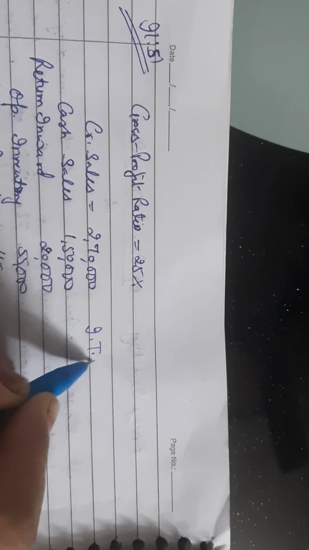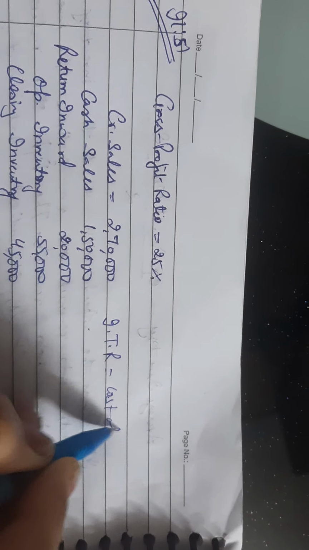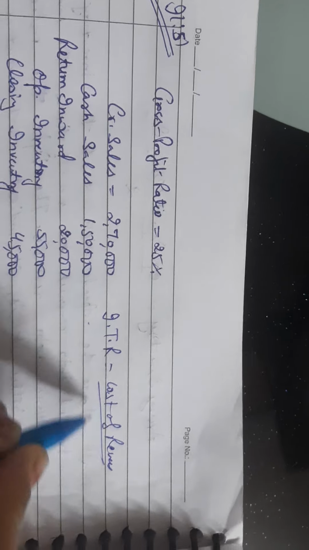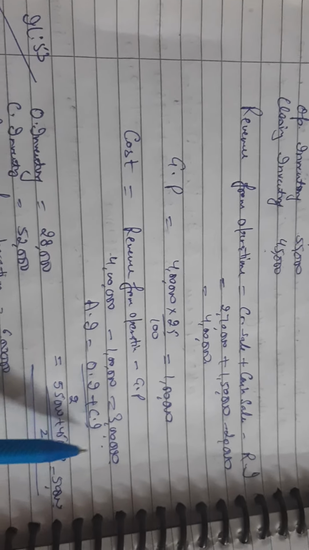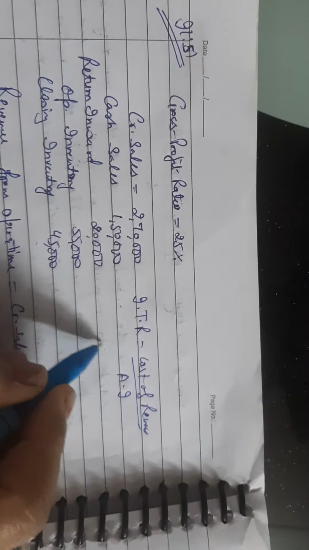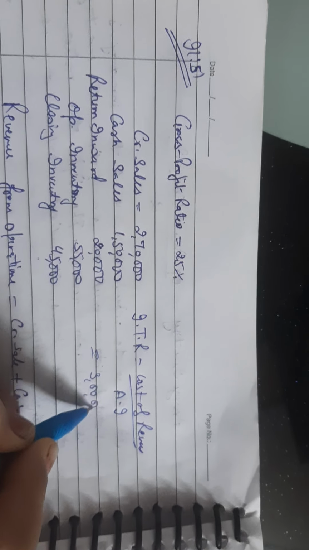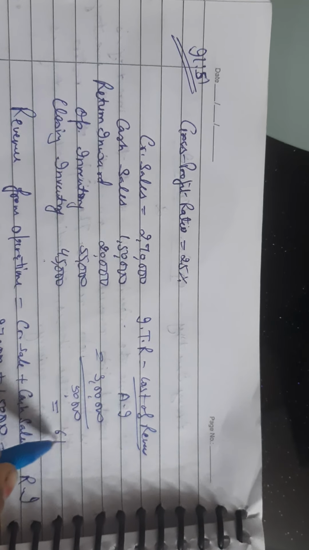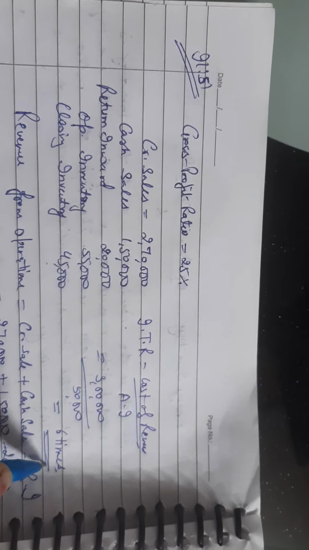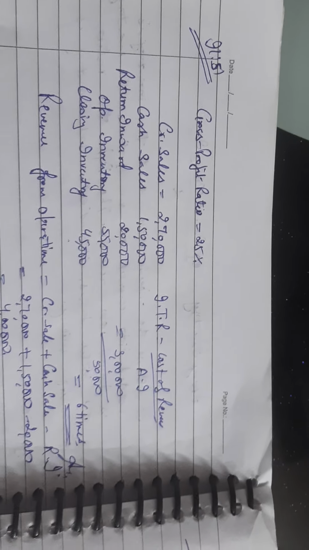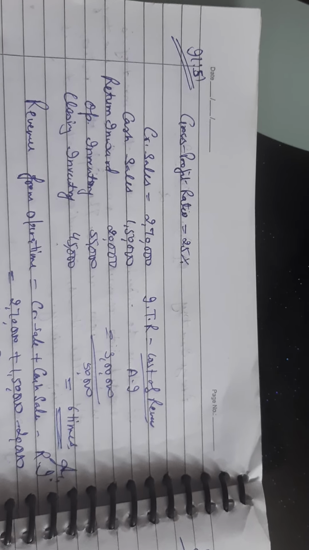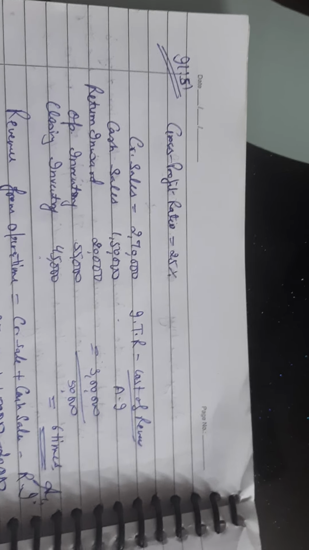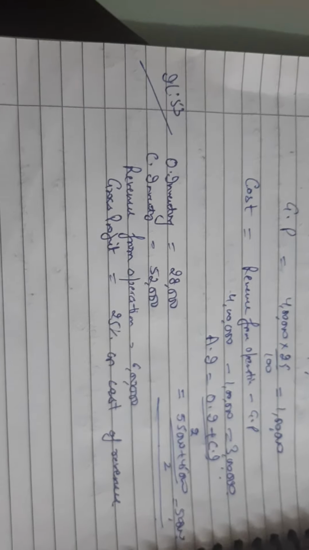Now to find the inventory turnover ratio, the formula is cost of revenue divided by average inventory. We found the cost of revenue is 3 lakh and the average inventory is 50,000. So cost is 3 lakh and average inventory is 50,000. Now we have 6 times as the inventory turnover ratio in this example. Clear? So like this you can find the inventory turnover ratio. Now see one more example.